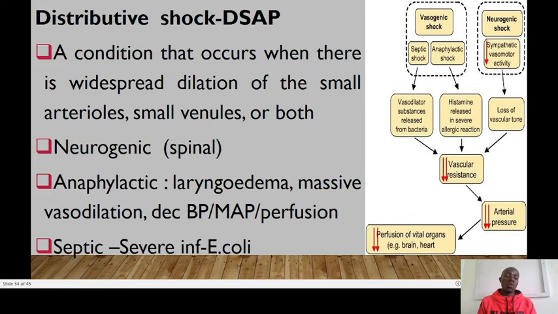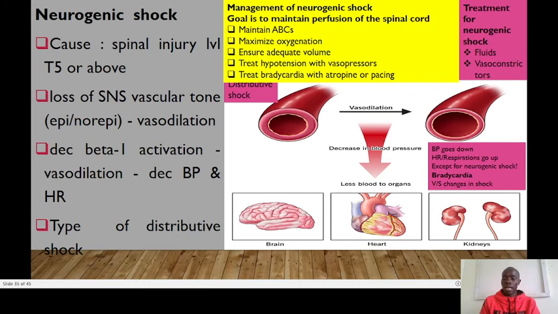So for the septic shock, we have vasodilator substances which are released from the bacteria, and anaphylactic is the histamine released from severe injections. This will result into distributive shock. All right. What about a neurogenic shock? And the cause is an injury to the spine. Okay, of course, level T5. So we have the loss of sympathetic nervous vascular tone, and this leads to vasodilation. So the no epinephrine, no norepinephrine, and this leads to vasodilation.